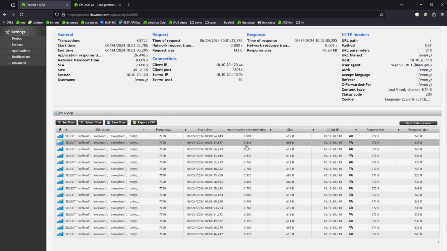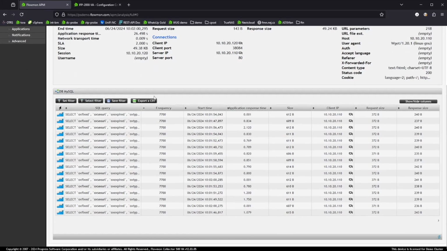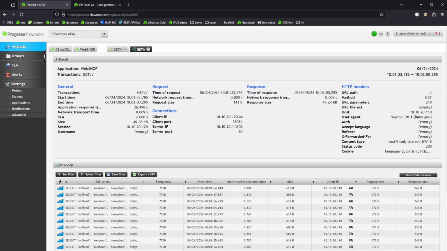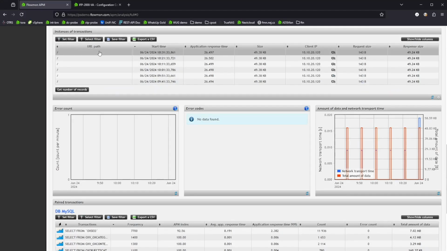However, none of them is taking too long, so we can assume that this is really some application problem, because that's the one which is taking the longest. As on the network, it isn't really. It's pretty much on the application itself. And this way you can see all these transactions of the application.